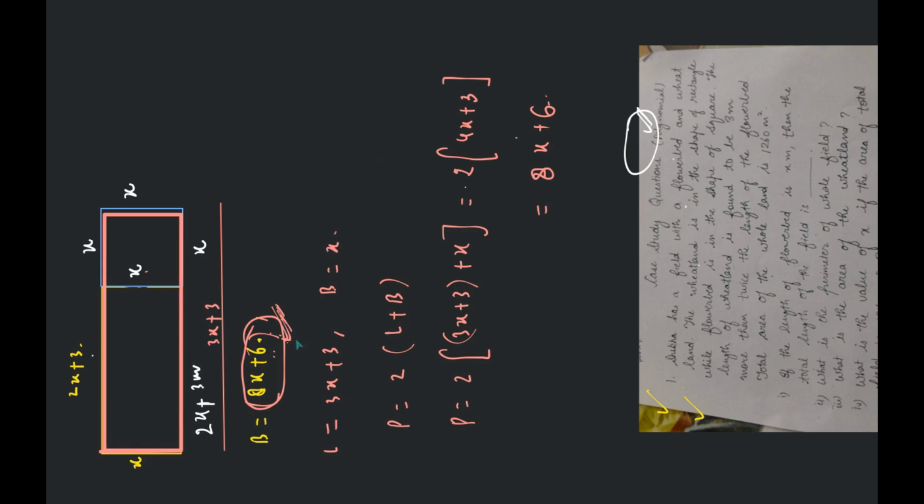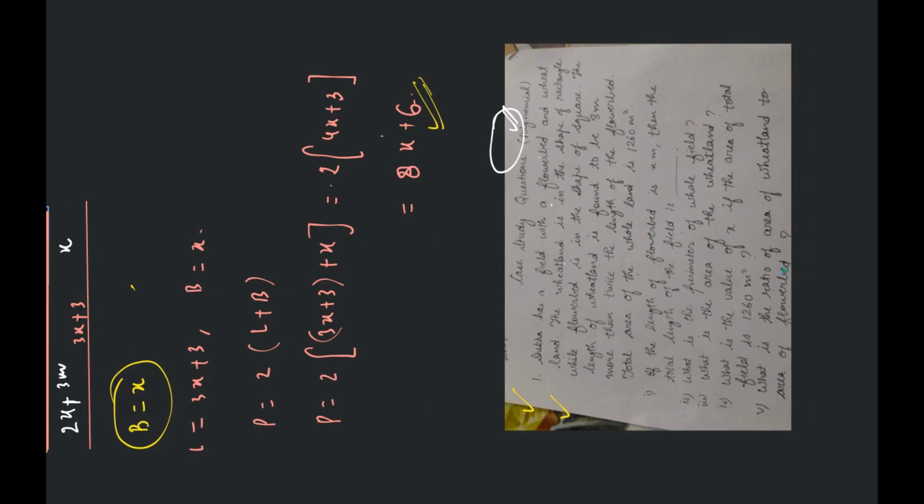You have told me, na? What is this? 8x plus 6. No, sir. I'm really sorry. It was the perimeter. Okay. Breadth is x only, na? You confused me. Breadth is x only. Okay. No problem. Now it's okay? Yes, sir.